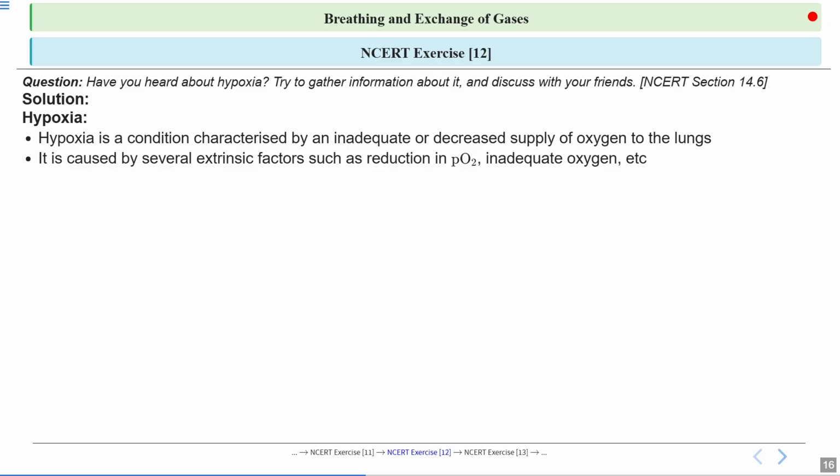Such factors include reduction in partial pressure of oxygen. The first question we solved today gives you the reason: the reduction in partial pressure of oxygen, or inadequate oxygen. The concentration of oxygen that should be there in the air is not present. Once you reach a hilly region, the oxygen is less. So the first reason is the reduction in partial pressure of oxygen, right?